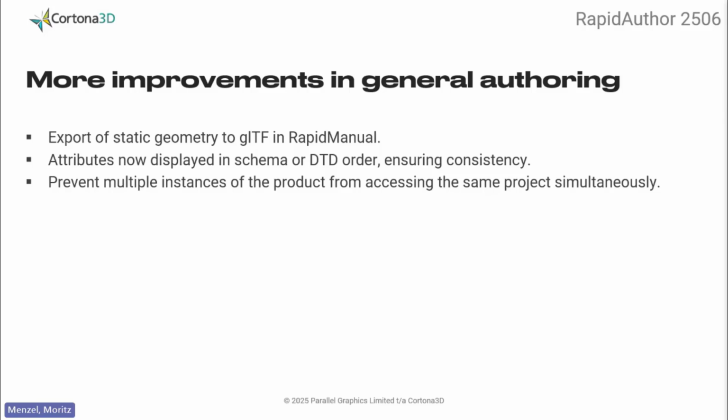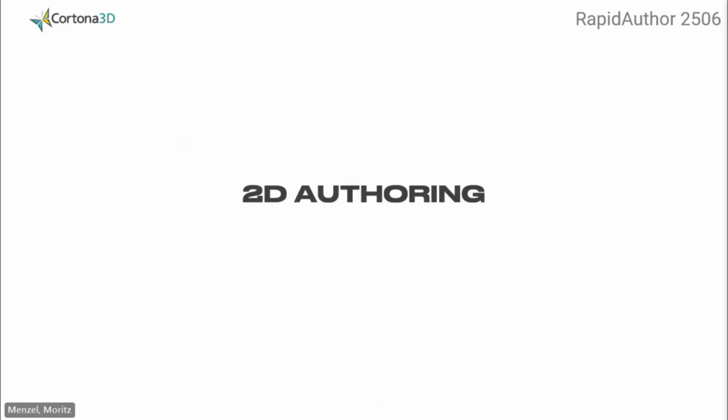Attributes are now displayed in schema or DTD order, ensuring consistency. And projects are now protected from simultaneous editing in multiple instances of the authoring tools. This prevents data loss when multiple users work on the same project in a shared network setting. After this overview for general authoring changes, let's have a specific look at what's new for 2D.